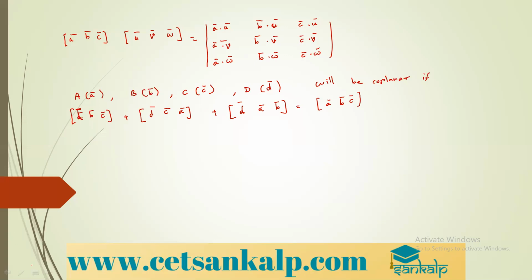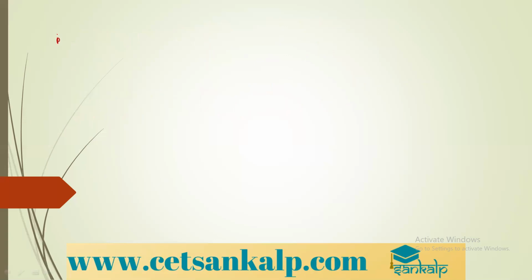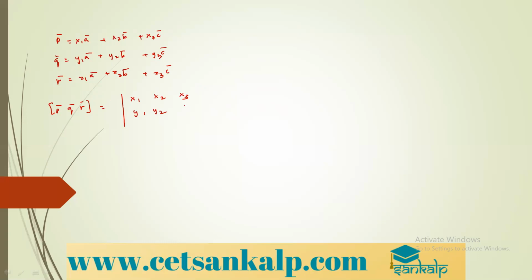And some more points I will be telling you in the next page. If vector P is x1a plus x2b plus x3c, vector Q is y1a plus y2b plus y3c, vector R is z1a plus z2b plus z3c, then box PQR can be written as determinant of x1, x2, x3, y1, y2, y3, z1, z2, z3 into box ABC.